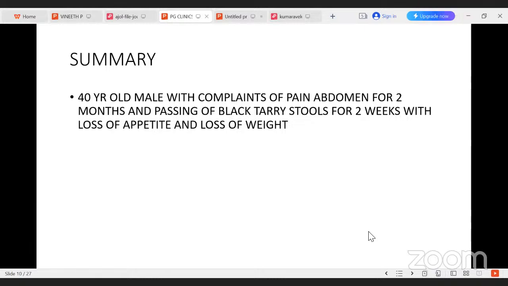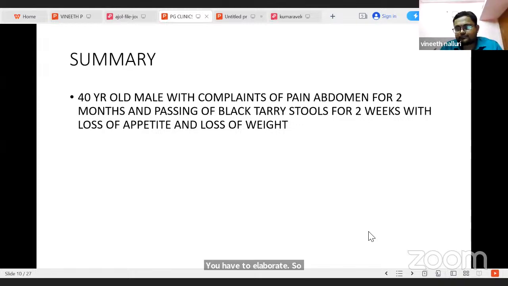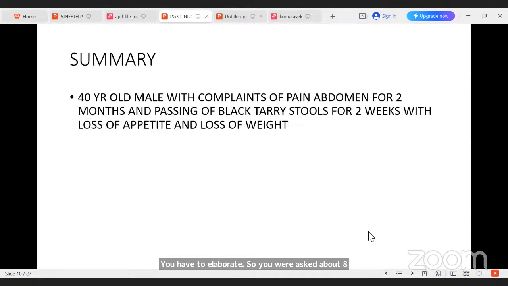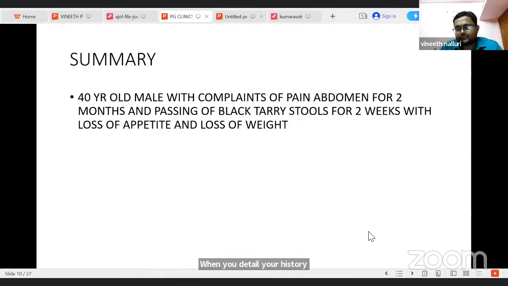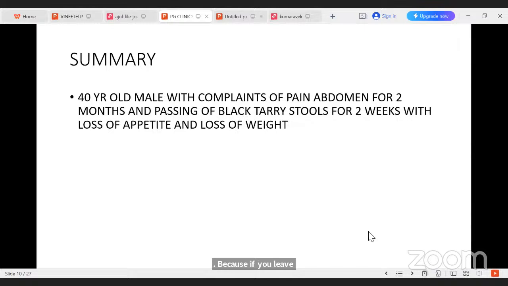So basically, Dr. Vineet, you understand that every symptom that you have told us, you have to elaborate. You were asked about 8 questions regarding vomiting. This information should be forthcoming when you detail your history. Because if you leave it to the examiners, then you will not proceed towards anything more. And at the level of MS, you have to give a lot of information beforehand, so that the questions are then more directed towards something that will fetch you marks, right?